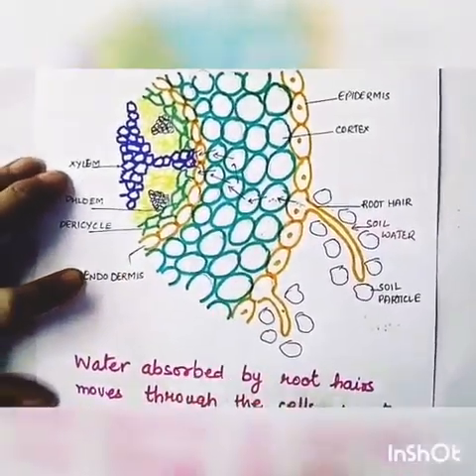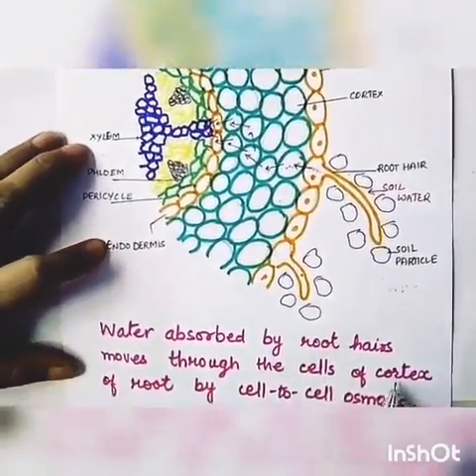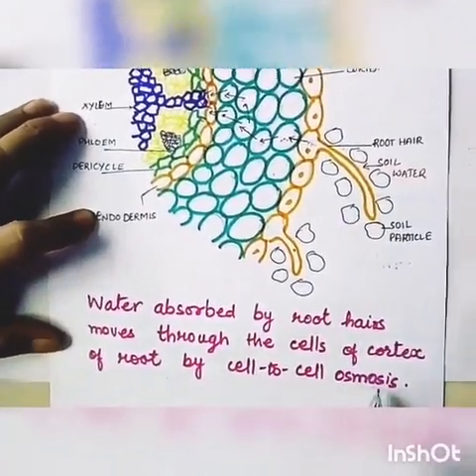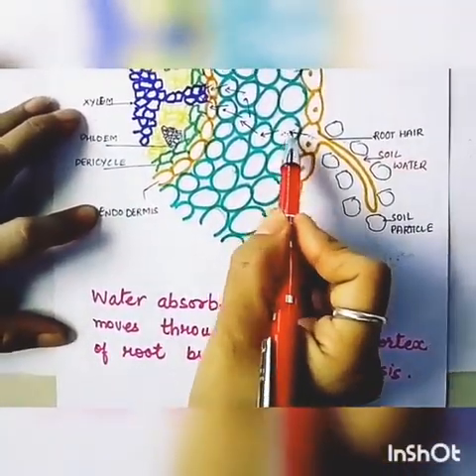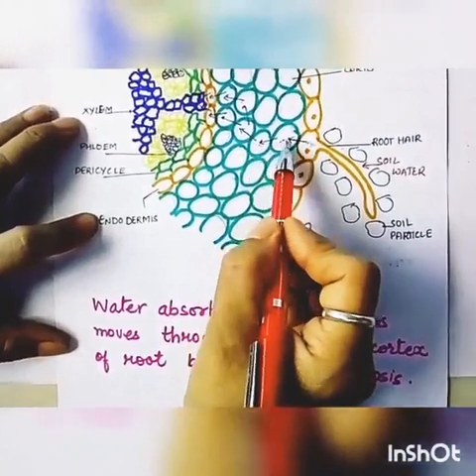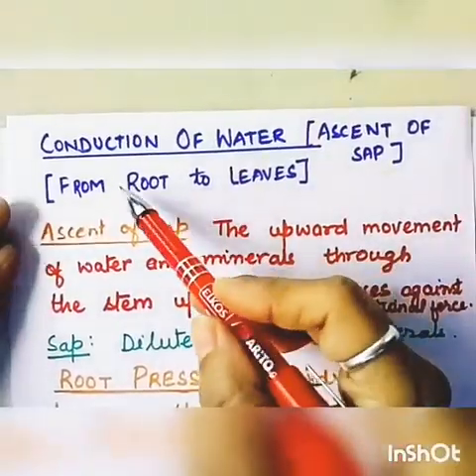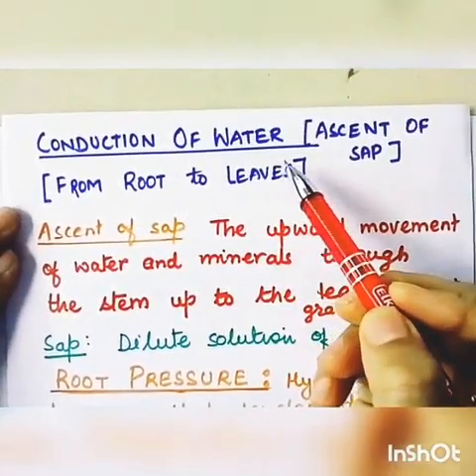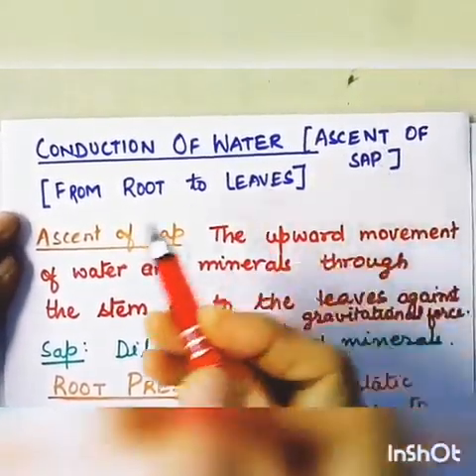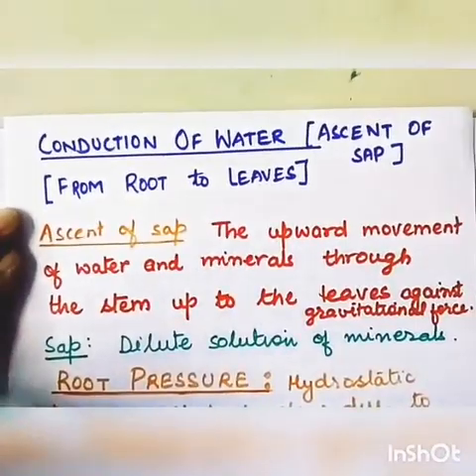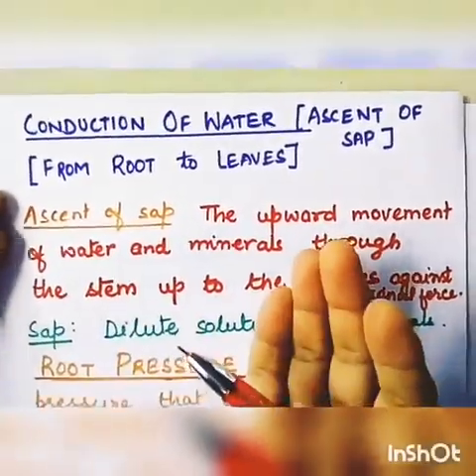So water absorbed by root hair cell moves through the cells of cortex of root by cell to cell osmosis. When water is moving from one cell to another cell, this is known as cell to cell osmosis. Now next is conduction of water, that is known as ascent of sap also, from root to leaf. Till now we have discussed water entering into the root.